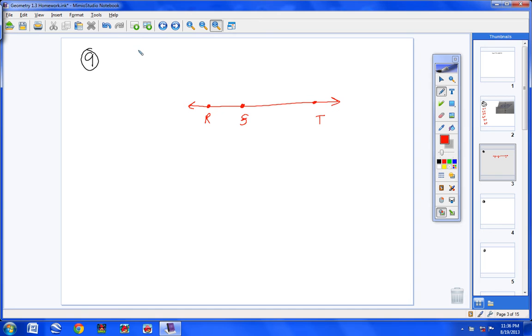Okay, number 9 says, line RS is the same as line RT. Now, that is true, because remember this line can have many names. I can say this is line RS, or line ST, or line RT. So yes, line RS is the same as line RT, that's definitely true. This line has many names: line RS, line RT, line ST, line SR, line TS, line TR. All of those are names for this line. So yes, that is true.